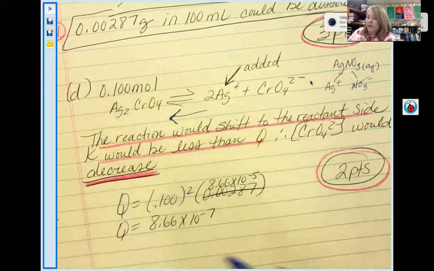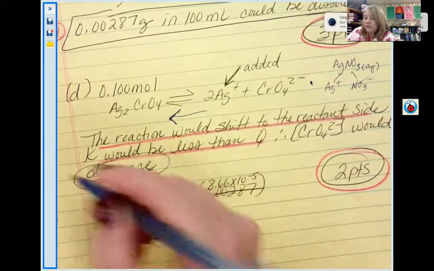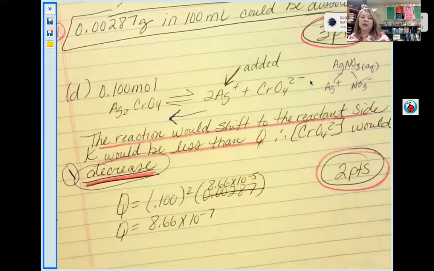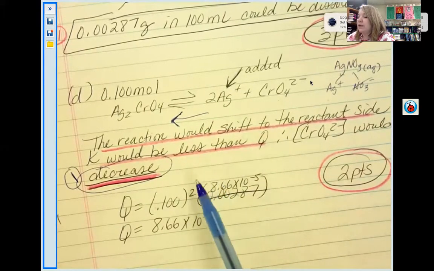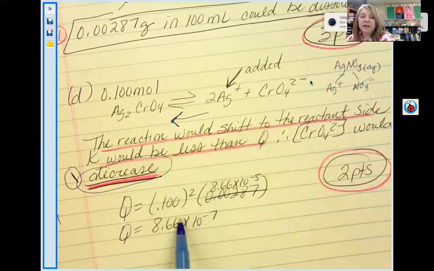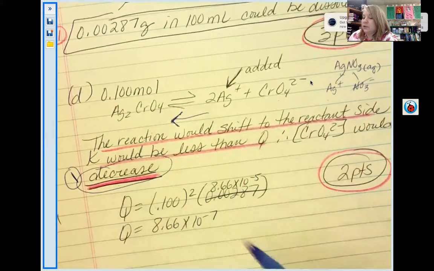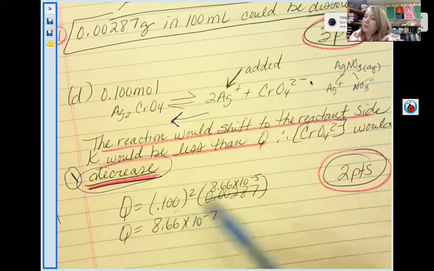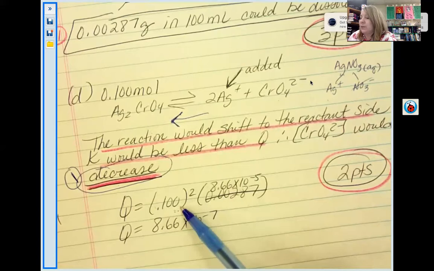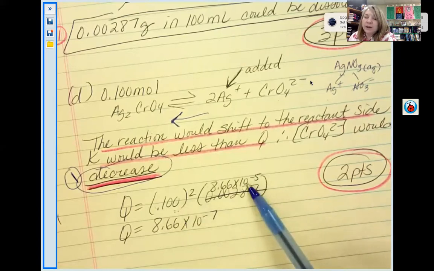So I was looking for decrease. That was one of your points. And then the justification, which had to be correct. So if you said the word decrease, you got a point. If you gave it proper justification by calculating Q, and all I did was just plug in my numbers for Q right here because they told us how much the silver ion was that was added. If you notice how different these two numbers are, you have so much more silver ions present than you do the solubility value. So honestly, you're swamping that system.